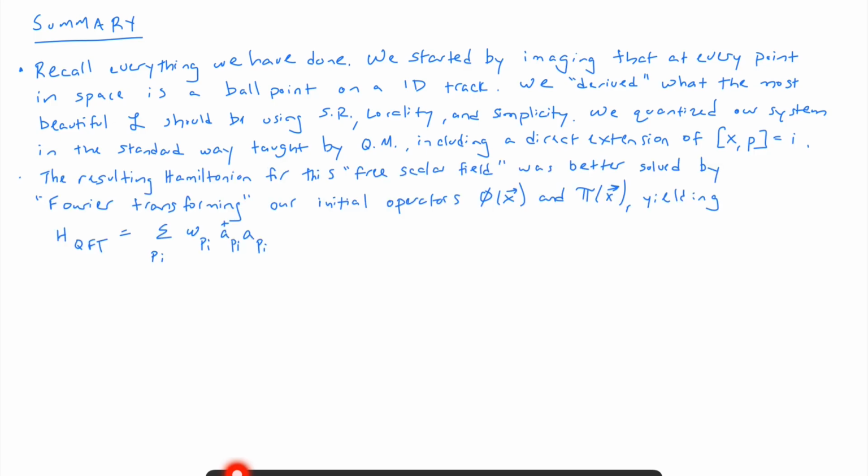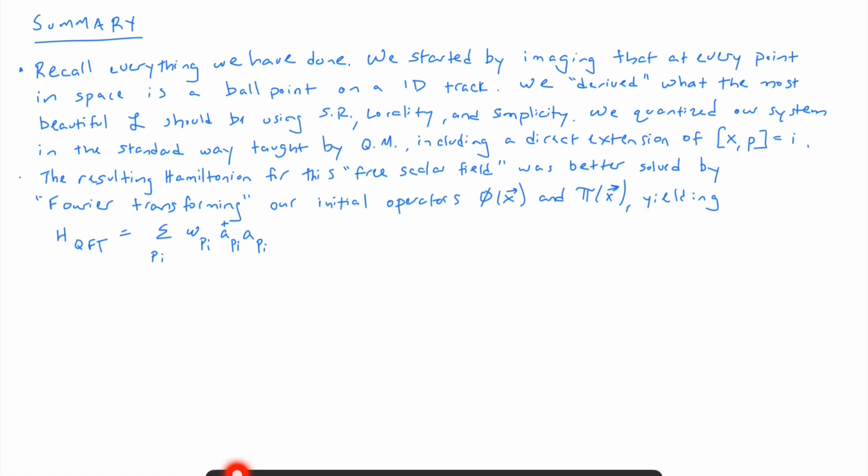Then after that, we got a Lagrangian density, and then using Noether's theorem, we converted L to H, the Hamiltonian density, and then integrated that to get the full Hamiltonian. So then we got our quantum system Hamiltonian, which I'm now calling the free scalar field, which is just the ball on the 1D track. We're going to get to a little bit more complicated systems later, but still the same exact ideas.